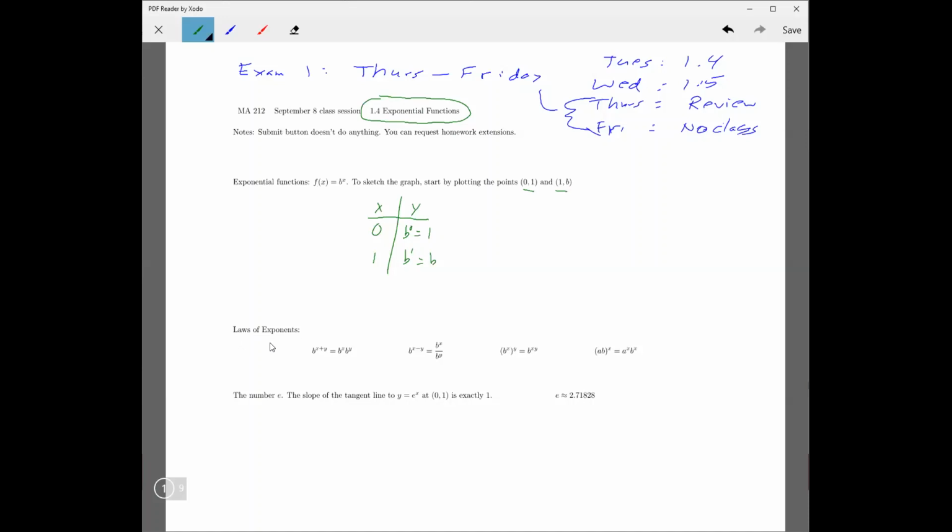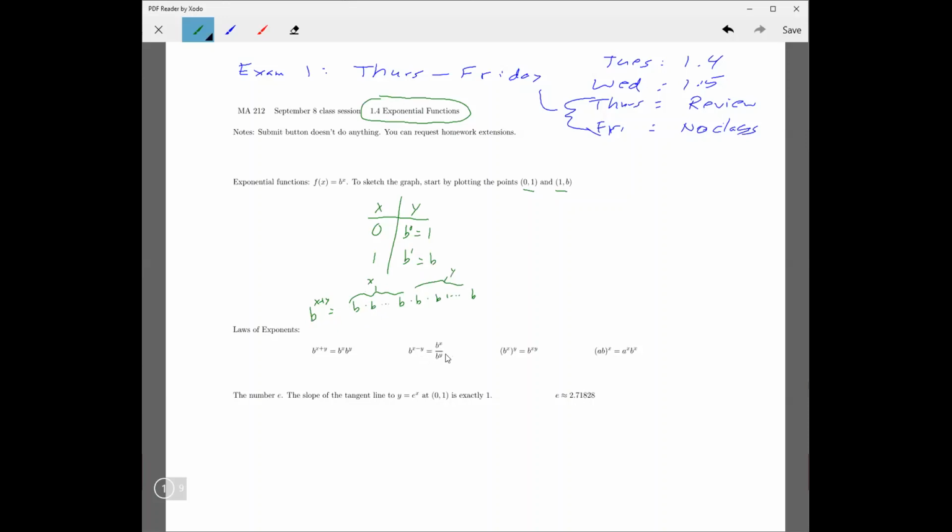There are some laws of exponents that you should have already memorized and be able to use backwards and forwards, right and left, up and down. So b to the x plus y is b to the x times b to the y. This is because b to the x plus y is basically a bunch of b's multiplied together x times, and then a bunch of b's multiplied together y times, so x plus y times in total. So those are going to be the same.